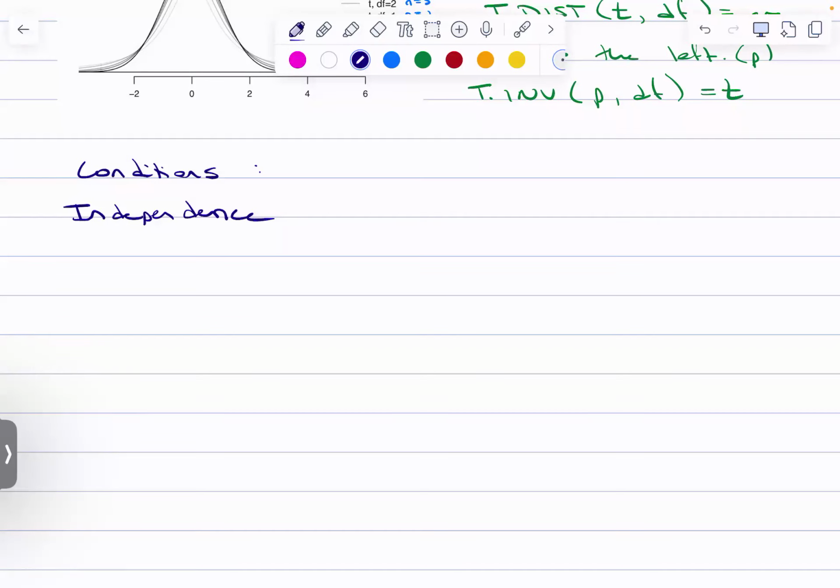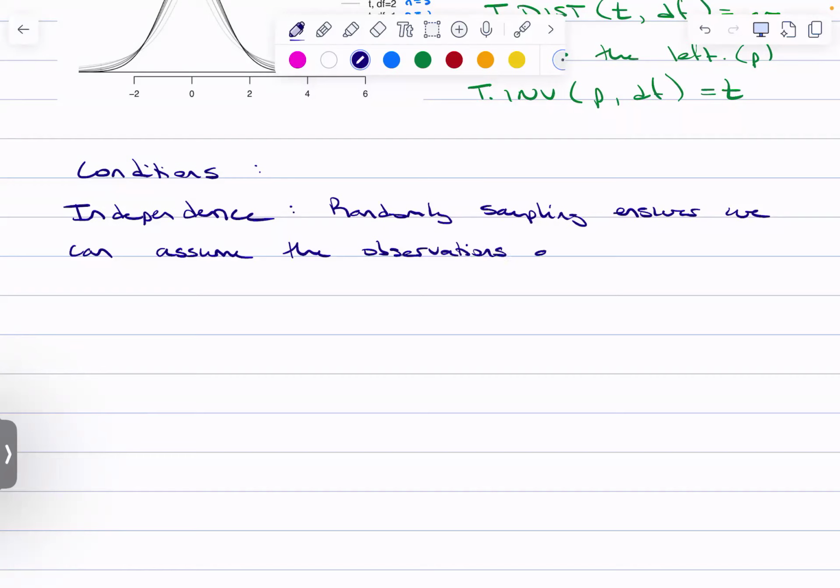And so one way to ensure that is if I've randomly sampled, right? Randomly sampling ensures we can assume the observations are independent of each other.